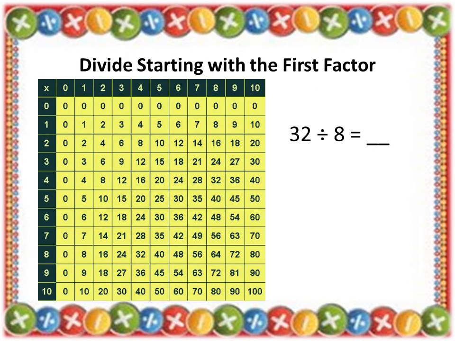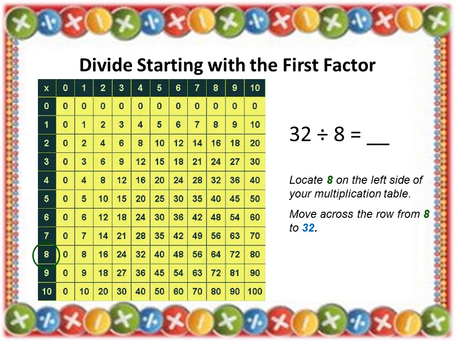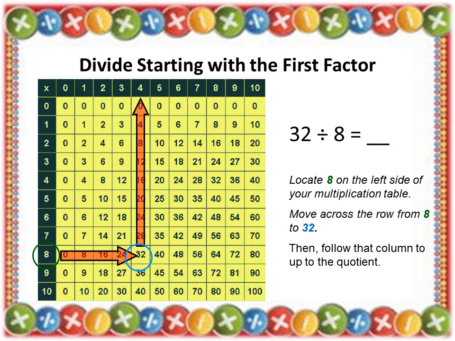Let's try another one. 32 divided by 8. We're going to locate 8 on the left side of our multiplication table. Then we're going to move across the row from 8 to 32. And then we're going to follow that column up to the quotient, and we see that that is 4. So the answer is 4. 32 divided by 8 is 4.